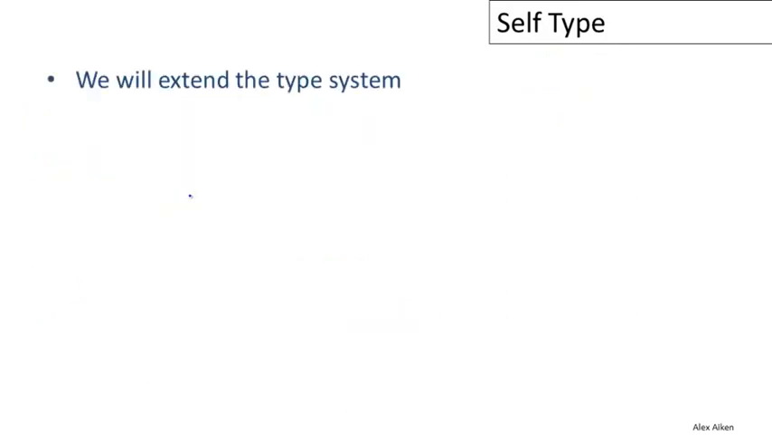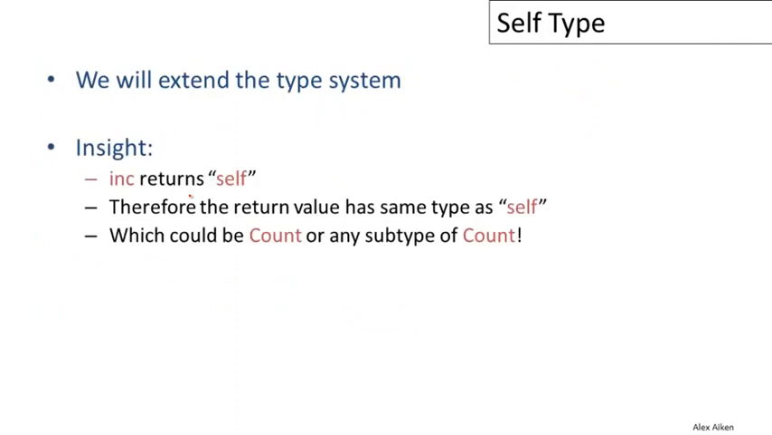So to solve this problem, we're going to look at extending the type system. The insight is going to be that the increment method returns self. In this case, the increment method actually returns the self object. And therefore, the return value is going to have the same type as self, whatever self happens to be, which could be count or it could be any subtype of count. So the self object only has to be dynamically something that holds a value that's a subtype of the declared type of the self parameter. And so it could be any one of the subtypes, in this case, of the count class.